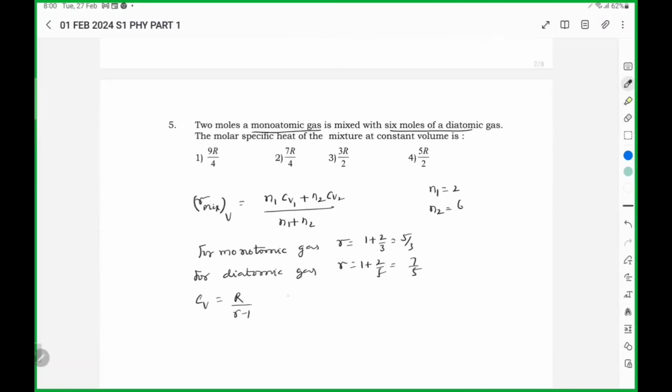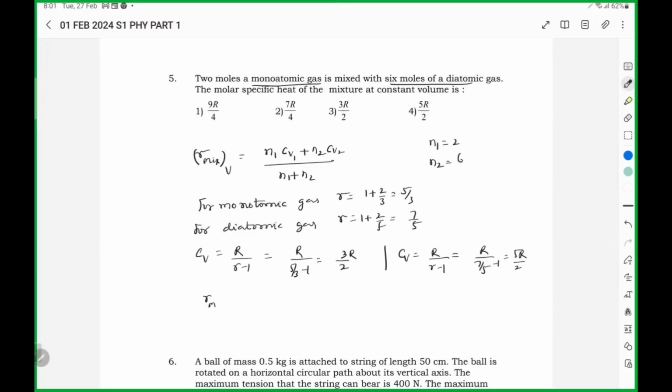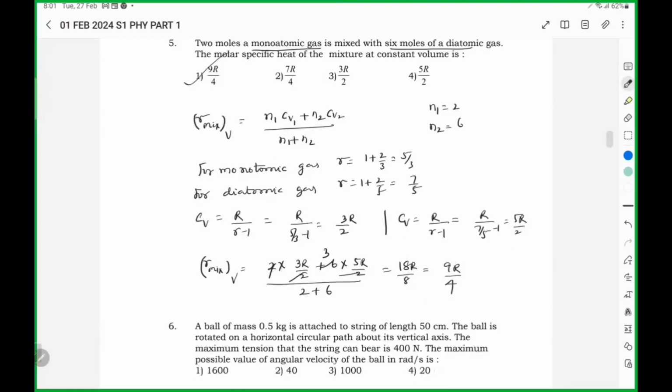CV we will calculate as R by gamma minus 1, that is 3R by 2 for monatomic gas, and for diatomic gas, R by gamma minus 1 gives 5R by 2. So the CV of the mixture is 2 into 3R by 2 plus 6 into 5R by 2, divided by N1 plus N2. That is 3 plus 15, 18R by 8, 9R by 4. That is the CV of the mixture.